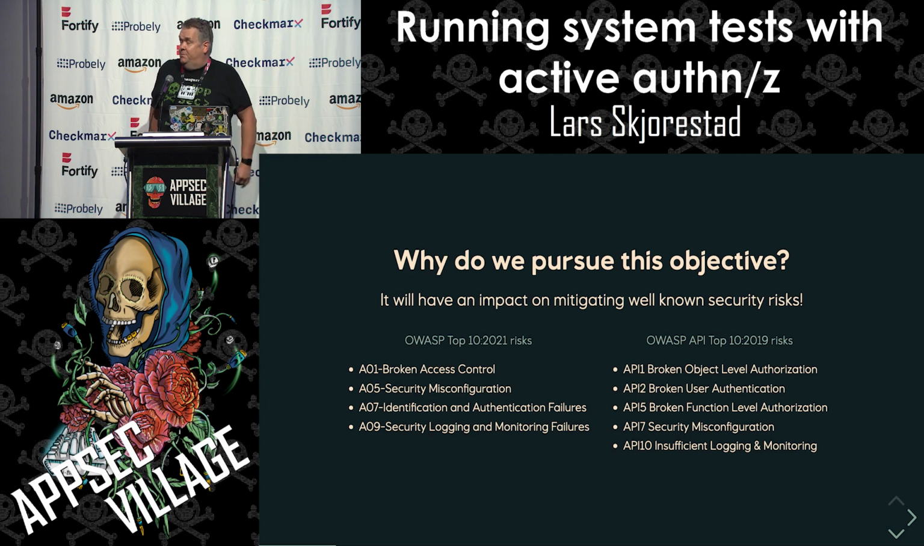So why do we pursue this kind of objective? It has shown us an impact on mitigating well-known security risks. I'll just show a few of the OWASP Top 10 and the API Top 10. You know them. These risks are in our systems, and with the patterns that we are showing, we hope that some of our teams will mitigate those risks.